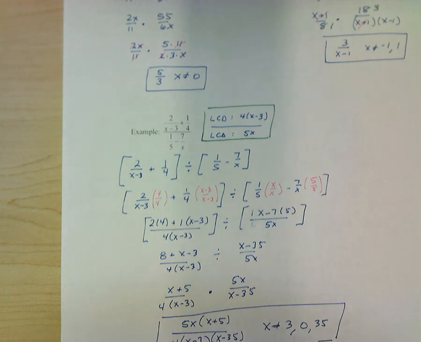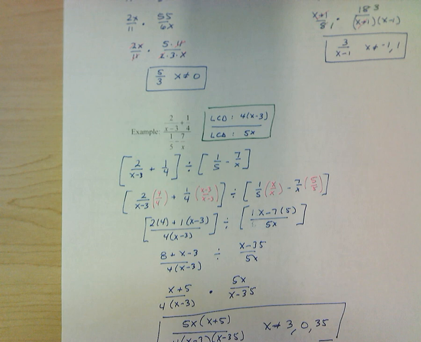If anything simplifies, simplify it. If it doesn't, just go ahead and write all the factors in the numerator down, all the factors in the denominator, and then don't forget your excluded values.